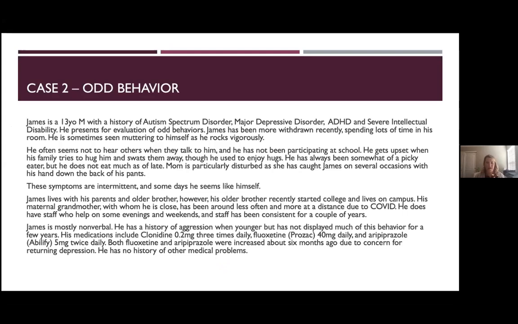We have James. He's a 13-year-old male with a history of autism spectrum disorder, depression, ADHD, and intellectual disability. He presents for evaluation of some odd behaviors. James has been more withdrawn recently. He spends lots of time in his room, and he is seen muttering to himself as he rocks really vigorously. Now, he's rocked before, but not this intensely.